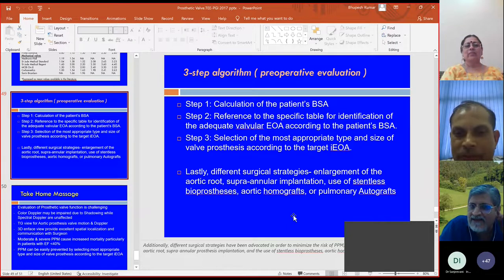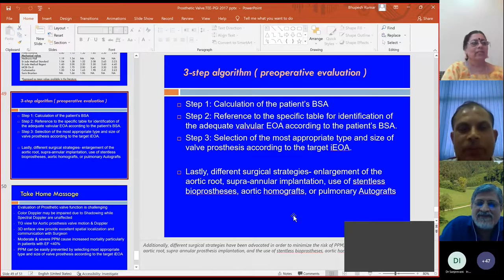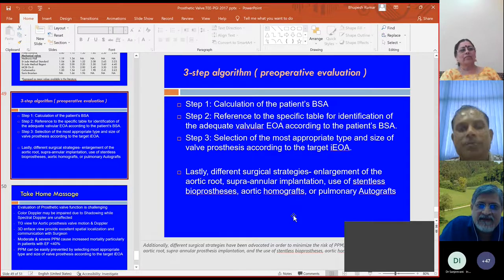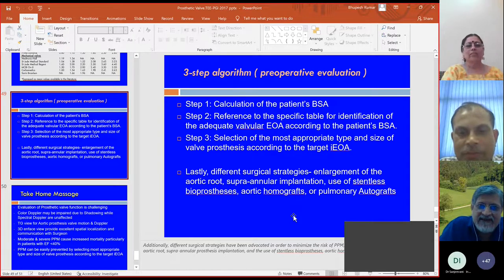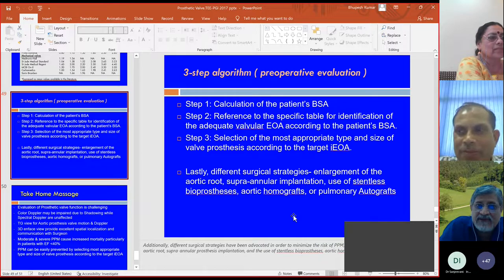The PPM can be anticipated in the preoperative period, especially if you have a small size patient whose aortic annulus is about, say, 17. The smallest valve that we have is 19. So usually the surgeon will not like to overstretch the annulus because it can cause rupture of the annulus. So that usually can be predicted preoperatively.